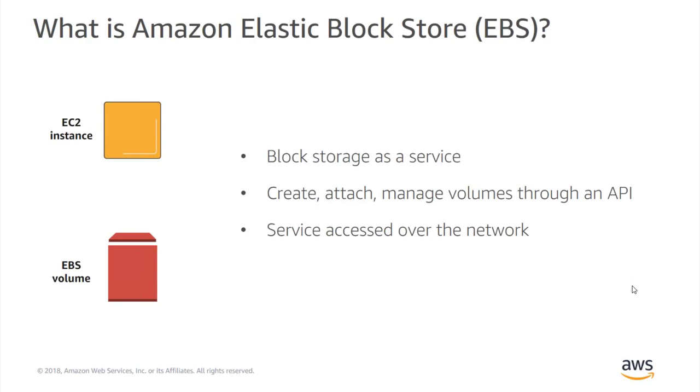EBS is block storage as a service. With an API call, you configure block storage volumes and attach those volumes to EC2 instances. Volumes can be up to 16 terabytes in size, and EBS provides several volume types to meet the performance needs of your applications. EBS is a service that is accessed over the network, providing our customers with a number of benefits that we'll discuss in the next few slides.